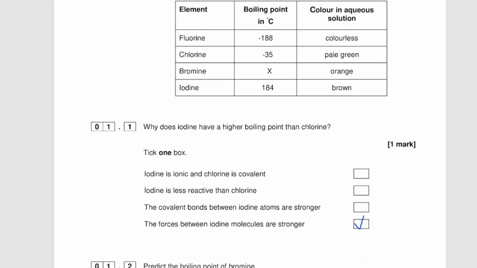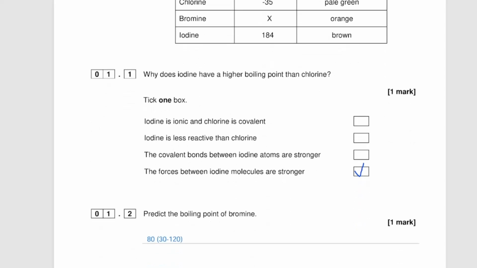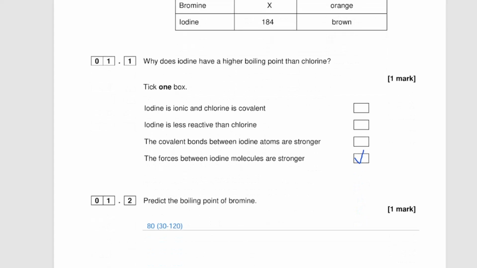For 1.2, we're expected to predict the boiling point of bromine. Because bromine is between chlorine and iodine, we'd expect it to be somewhere in the middle. I went for around 80, but they'd accept anything in the range of 30 to 120.